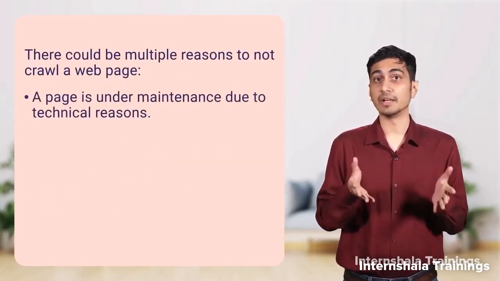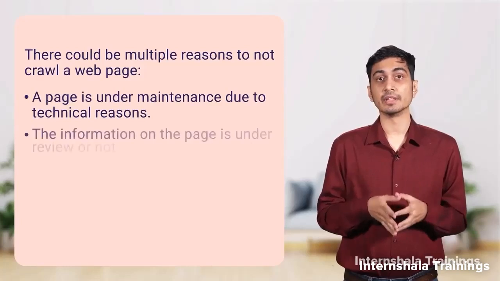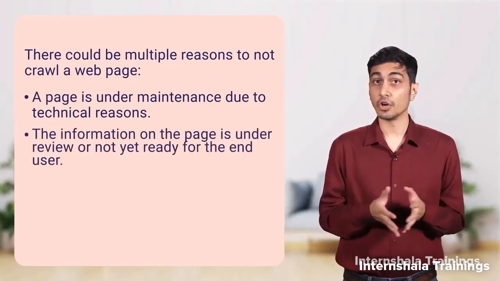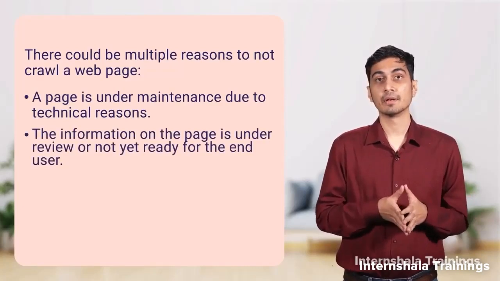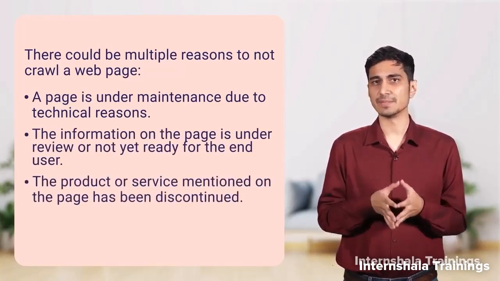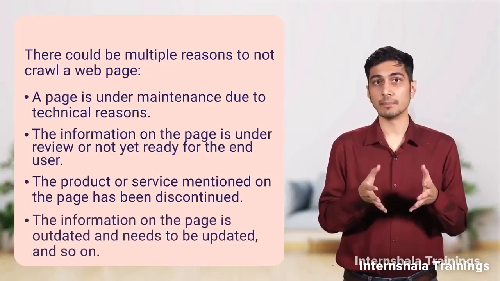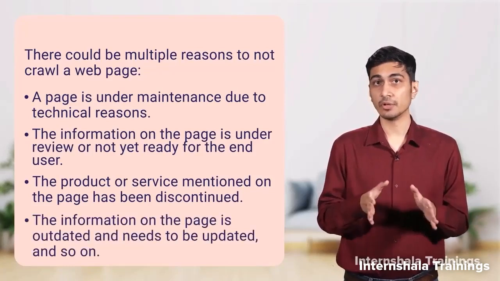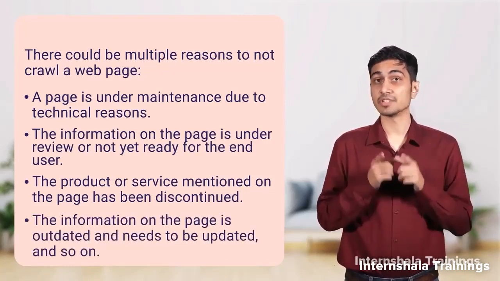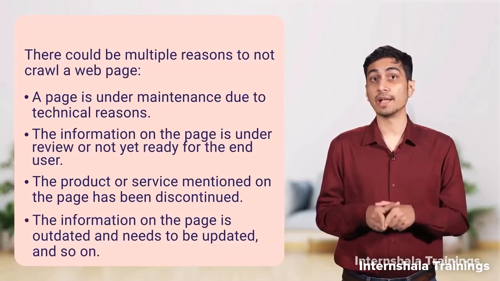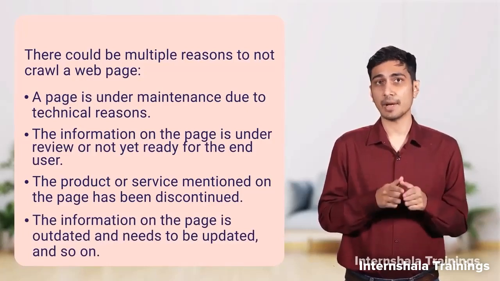A page is under maintenance due to technical reasons. The information on the page is under review or not yet ready for the end user. The product or service mentioned on the page has been discontinued. The information on the page is outdated and needs to be updated, and so on. Therefore, if we do not add a robots tag for such pages, they will eventually be crawled and indexed by Google, causing a bad impact on the site's presence. So, these were all the common meta tags that are crucial for good SEO. We'll now have a look at other important tags.